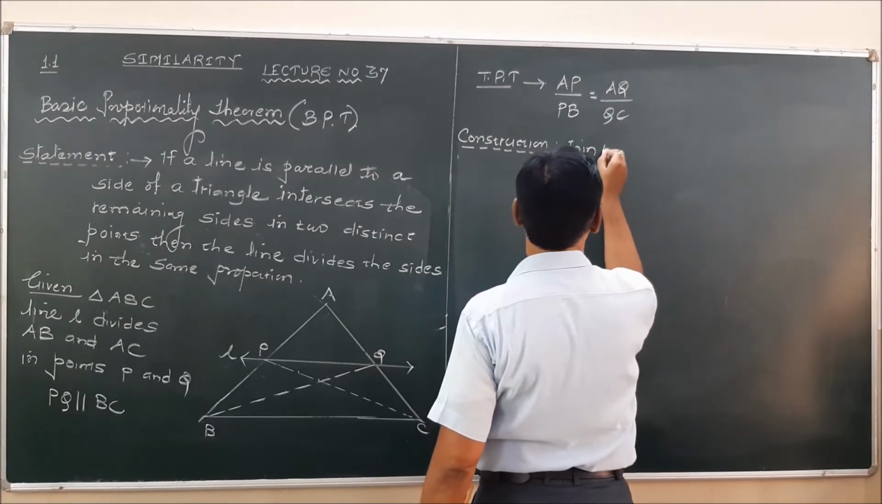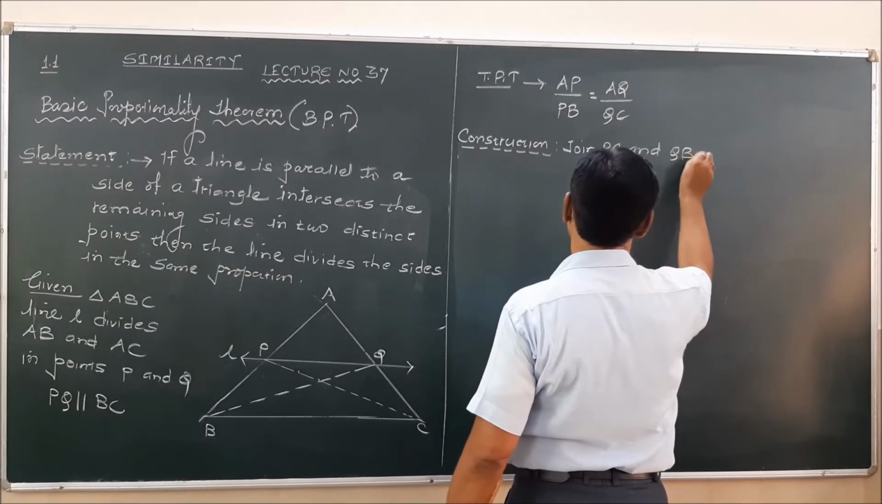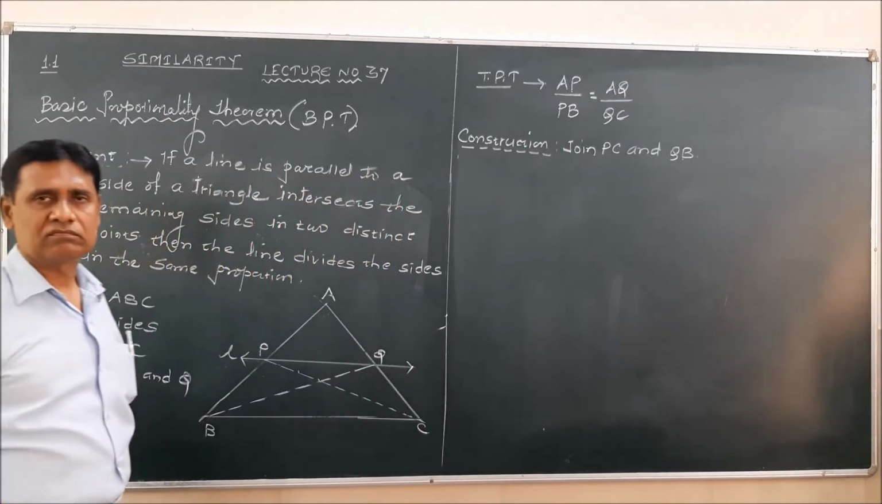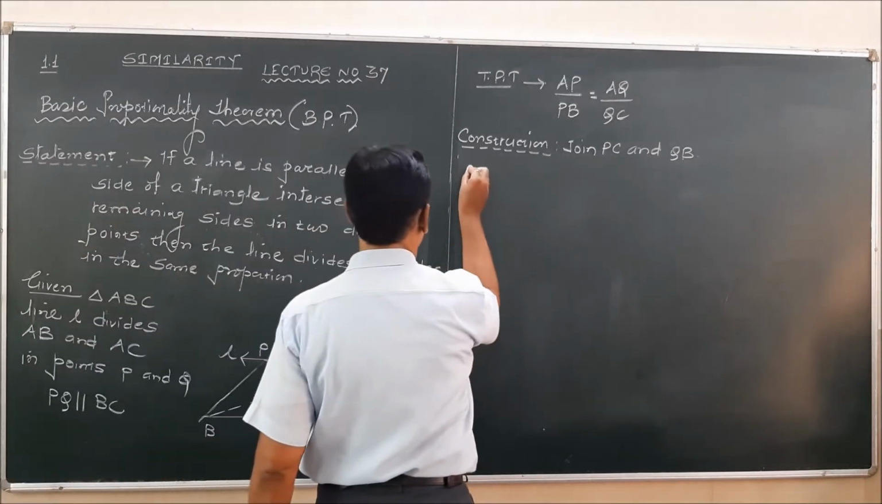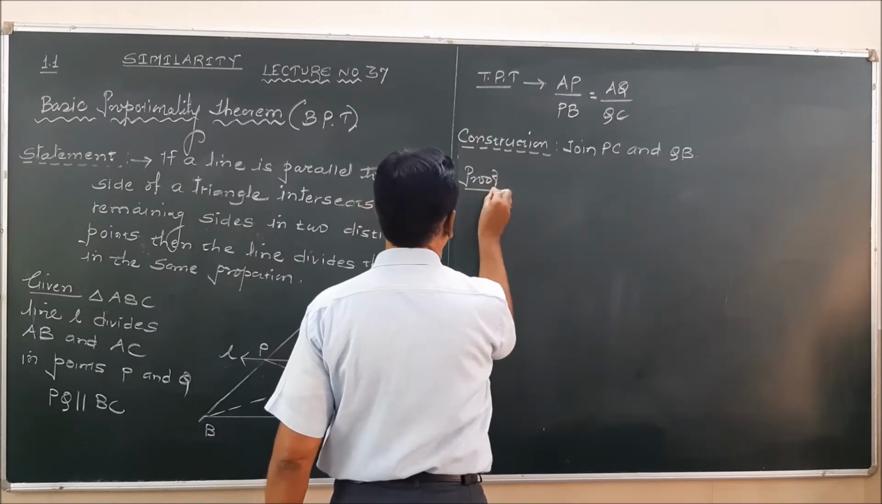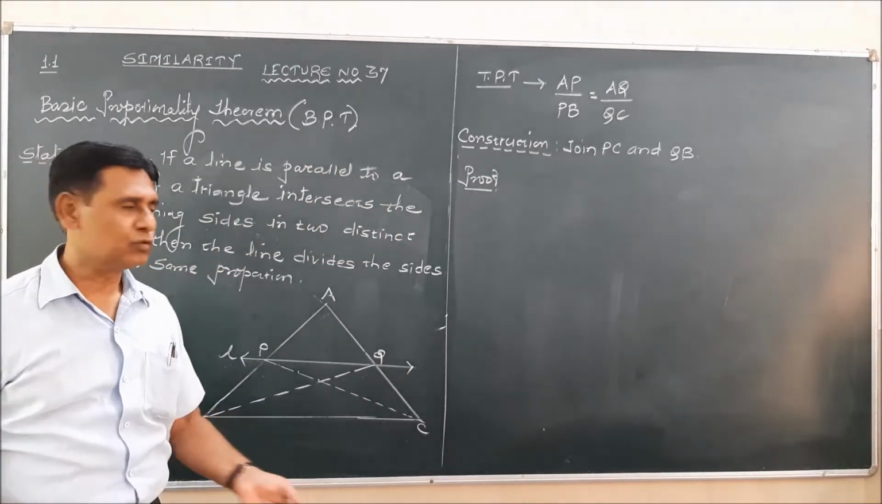PC and QB. Fine. So this way we have done the construction also. Now let's write the proof. AP upon PB is equal to AQ upon QC. That is what we have to prove.